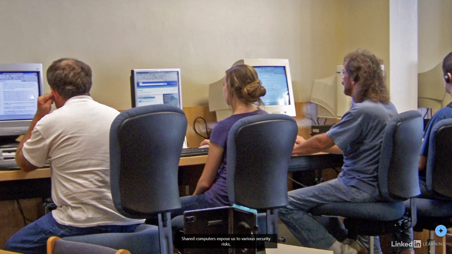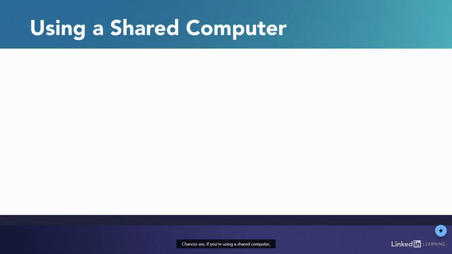Shared computers expose us to various security risks, and in this video I want to discuss those, and how to avoid or at least limit them. Chances are, if you're using a shared computer, you'll be using a web browser. When you do, it's a good idea at minimum to use the private browsing mode, both so that your browsing history won't be saved on the shared computer, and so that passwords, cookies, and sessions that still exist from another user don't interfere with yours.